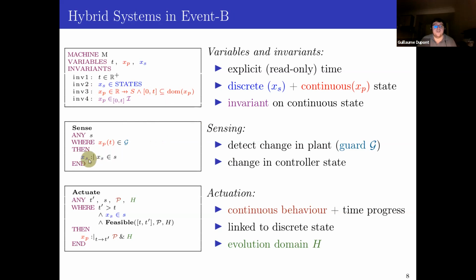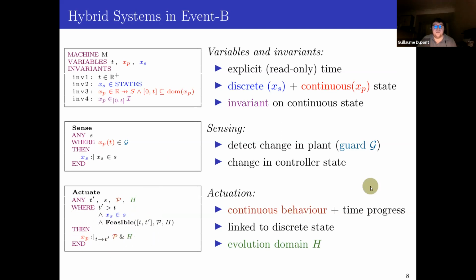And we have two types of events. Discrete events are discrete because they change only the discrete state, and they can read the continuous state. So you have a guard on the continuous state and a change in the controller. For example, this is what we call a sensing, basically. And we have actuation events, which are continuous events, meaning that they change the behavior of the continuous state. They are linked to a discrete state, kind of like how differential equations are linked to a mode in hybrid automata. And they perform a change on the continuous variable using, as you can see, the continuous before-after predicate.